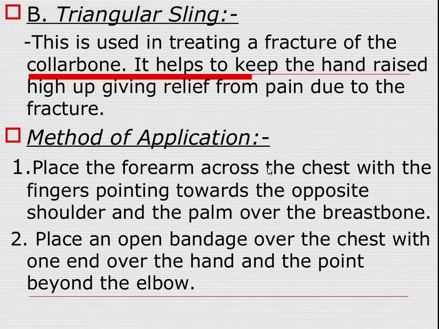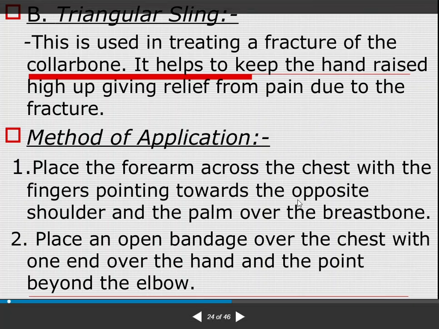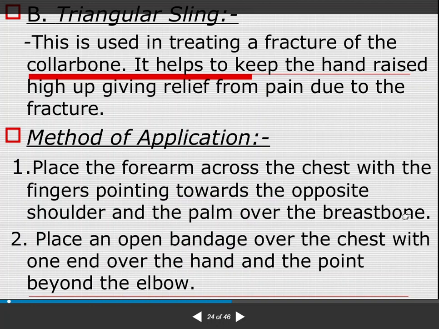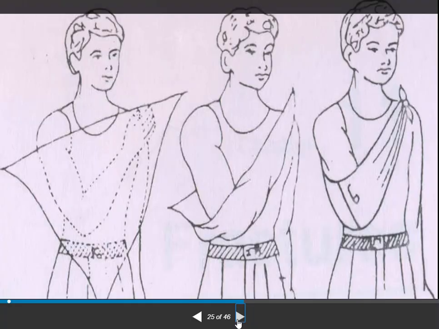Methods of application: place the forearm across the chest with the fingers pointing towards the opposite shoulder. Same like the other previously discussed. Forearm across the chest, fingers at the opposite shoulder and palm over the breastbone. Place an open bandage over the chest with one end over the hand and the other pointing below beyond the elbow. That is the position of the hand. Okay, here you can see that this is a triangular sling and like this it can be applied.